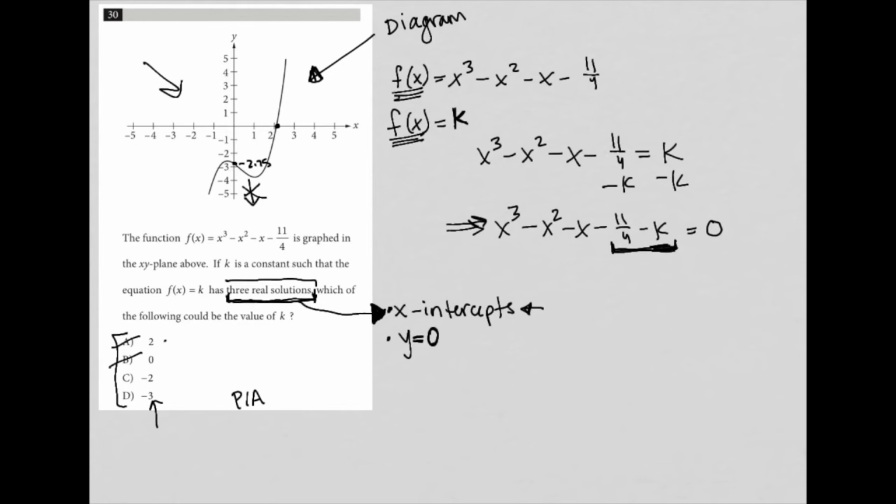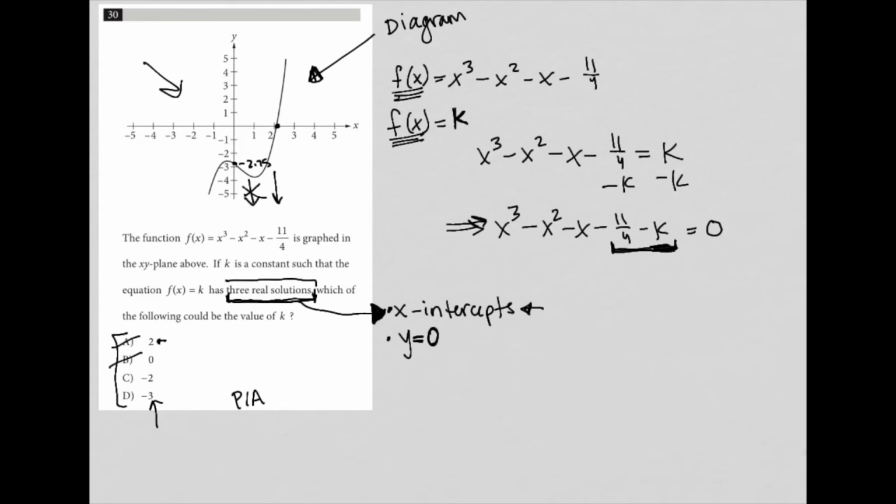If k equals 2, which is answer choice A, then that would be a negative 11/4 minus 2. That would be shifting it down, right? That makes it even more negative. It makes the y-intercept go down 2 units. So that can't be it. We need to go up. So I like choices C and D because at least they shift this up.